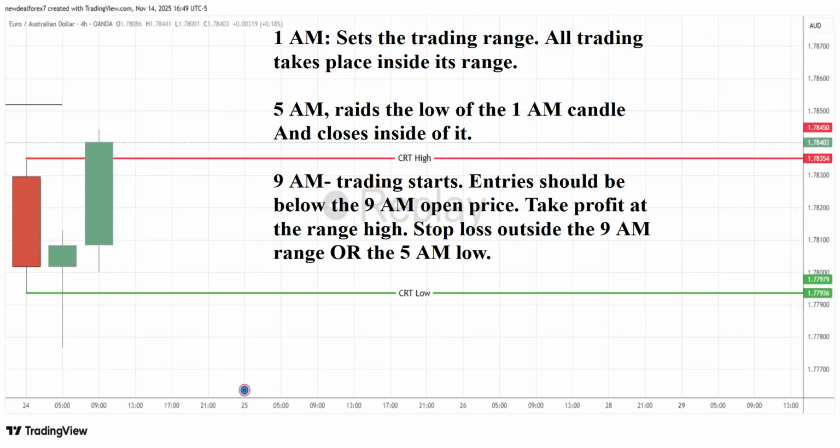So when we put it all together, this is what we have. We have 1 a.m. right here, which sets the trading range. The 5 a.m. 4-hour candle, below the 1 a.m., ideally likes to close inside of it or at least near it.